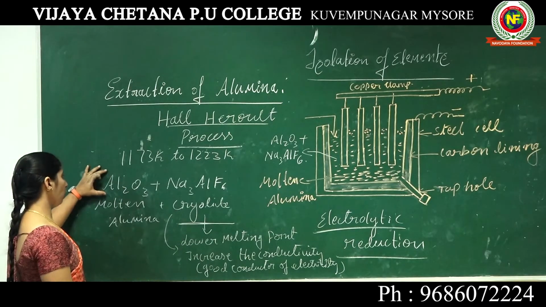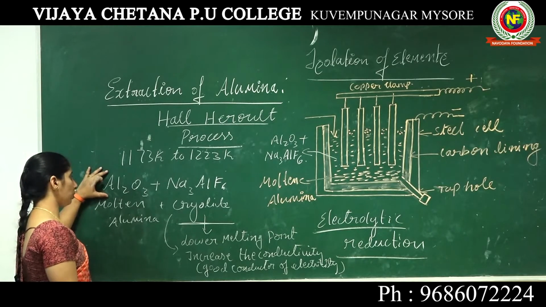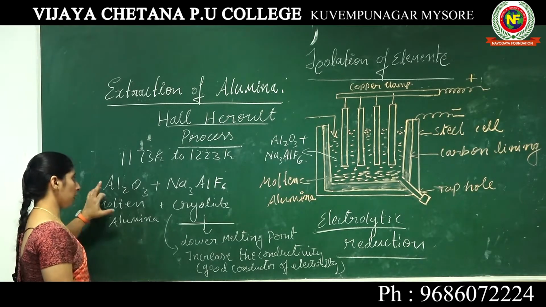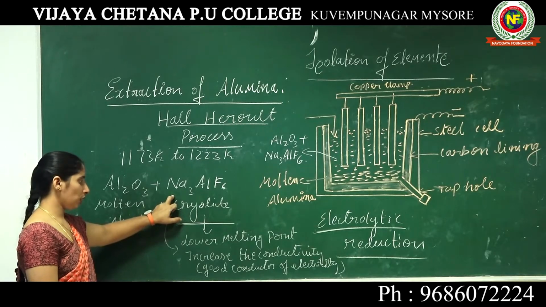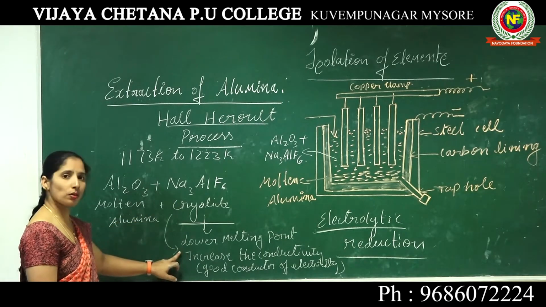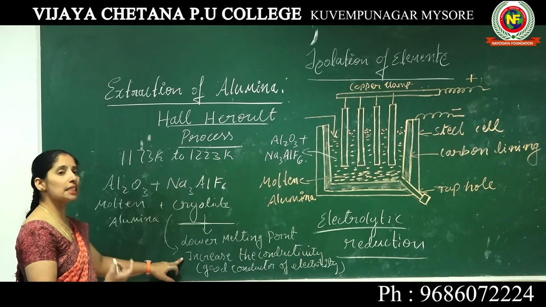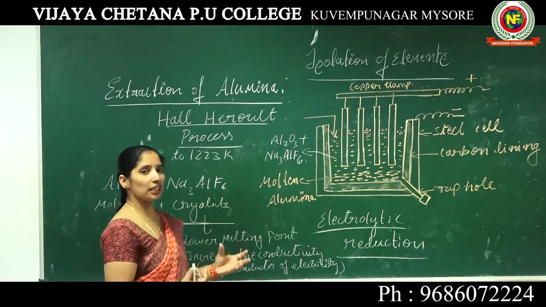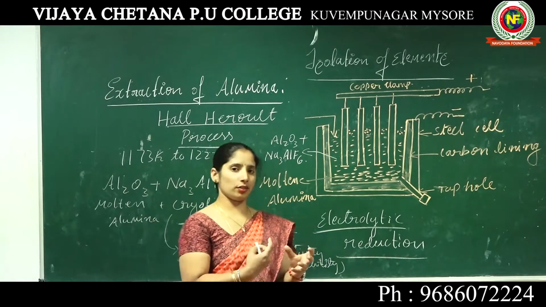So hence we are taking the ore, bauxite, that is Al2O3. This molten alumina is mixed with the cryolite. What is the use of cryolite? It lowers the melting point of the bauxite ore and also increases the conductivity. Increase the conductivity means it is a good conductor of electricity.